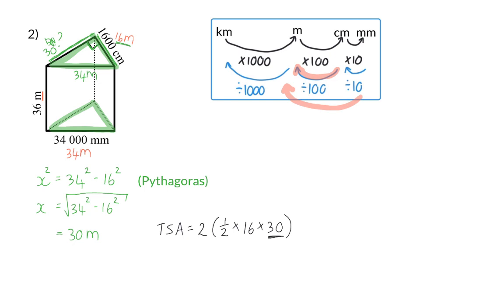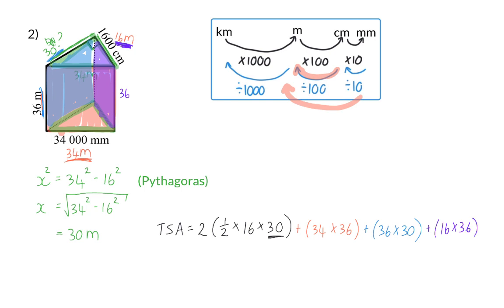The first rectangle I'm going to calculate is the one right in front of the shape. This is a 34 by 36 rectangle, so my next area will be 34 times 36. Then to the back we have a rectangle on the left hand side, and this is a 36 by 30 rectangle. And lastly, on the right we have a rectangle that is a 16 by 36 rectangle. And when you calculate this, you will see that the total surface area is 3,360 meters squared.